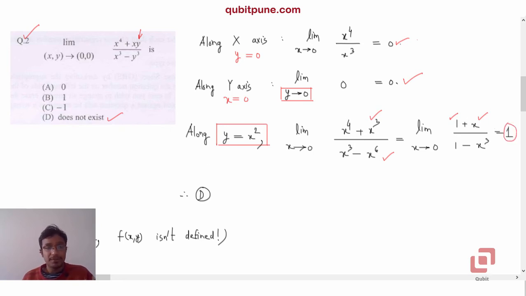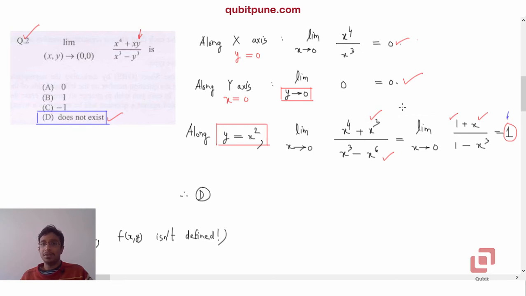Okay, so what do you observe now? You observe that if I choose a different path apart from the coordinate axes, then I'm getting a different value of the limit, which is enough to conclude the path dependence of the limit, which in turn implies that the limit does not exist. So the answer to question 2 is option D, that the limit doesn't exist because it depends on the path. Alright, so that is question number 2.